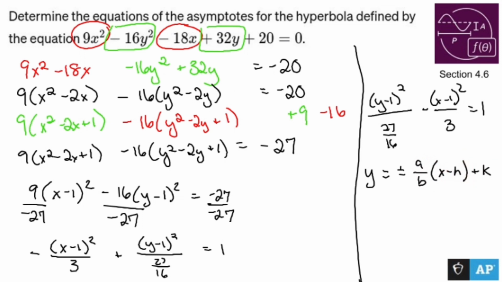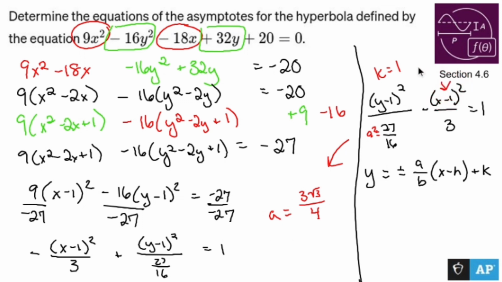Now my a, b, h, and k are all found by looking at these. When it's y first, it's y minus k, so k is 1. Okay, this is going to be my a. So a squared equals that, which means a is going to be the square root of that. So the square root of 27 over 16 is going to be 3 root 3 over 4. That's a mess. So that's a. a equals that.